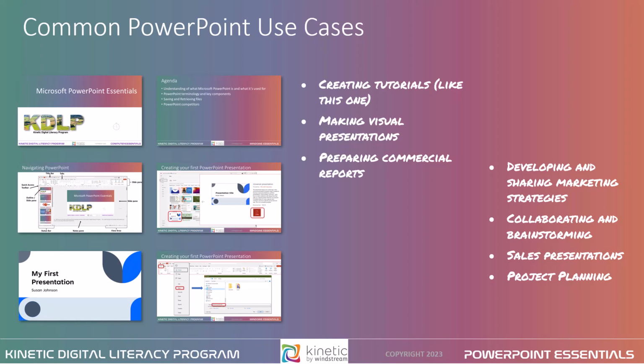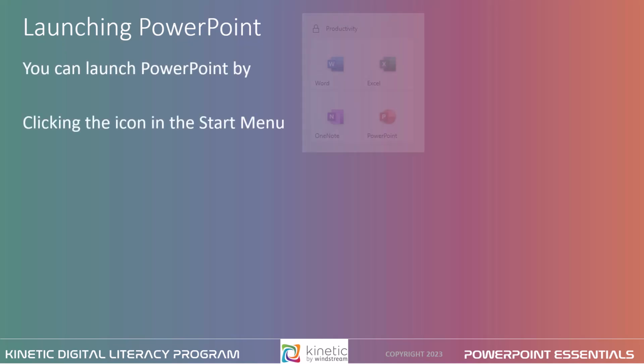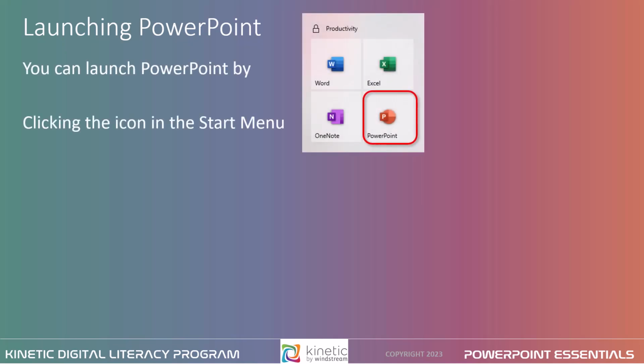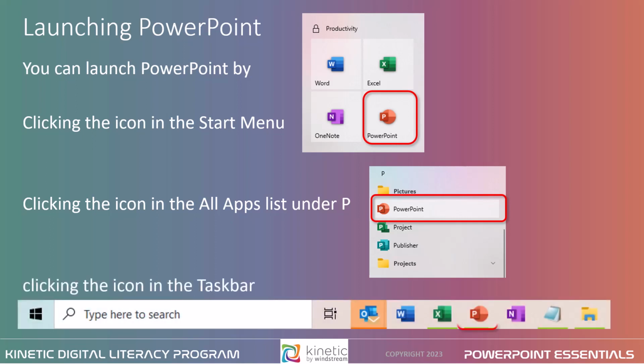First up, let's actually get PowerPoint to run on our computer. After you've installed the Microsoft Office Suite, you'll launch PowerPoint by doing one of three things. You'll click Start, and then you'll click the icon that's in the Start menu up in the Live Tiles area. Or you'll click the icon in the All Apps list under P after you've hit the Start button, or you click the icon in the taskbar if there's a shortcut saved for it.